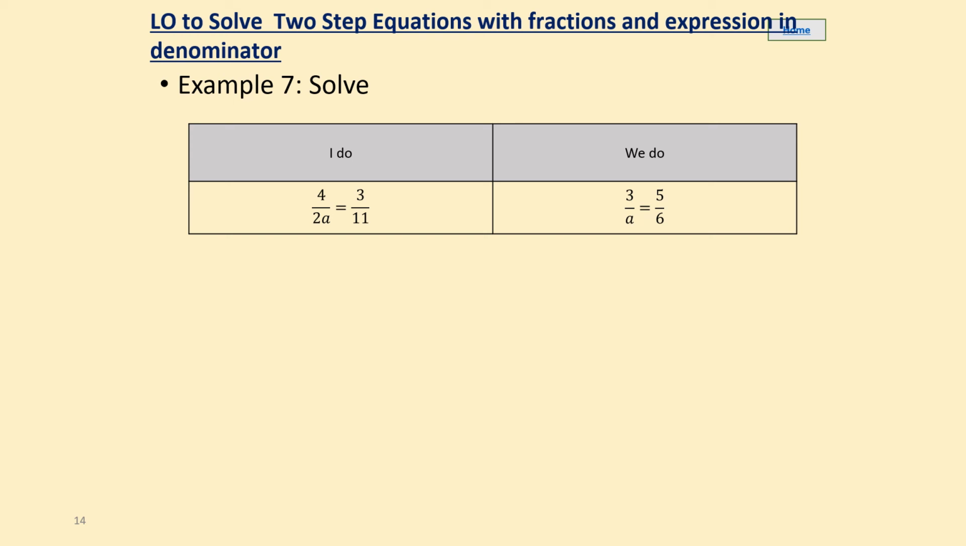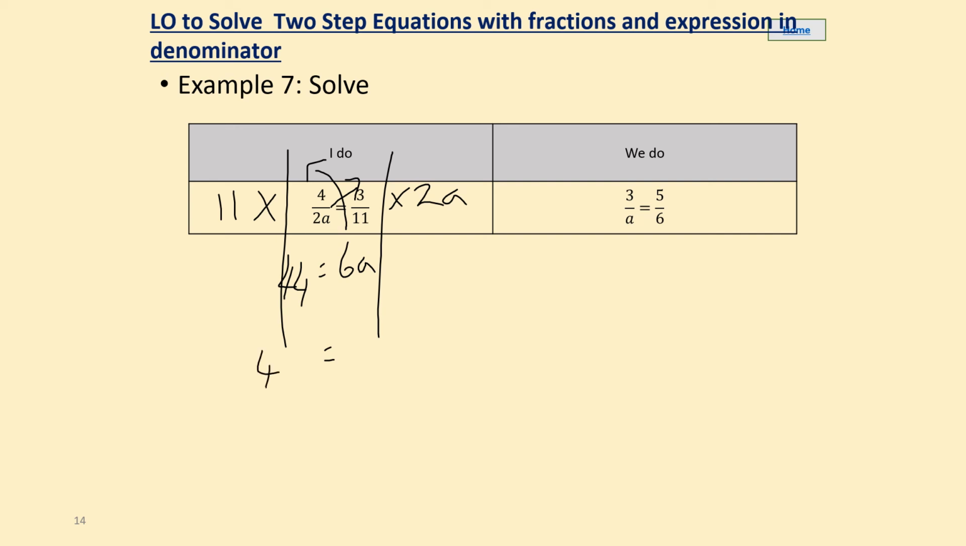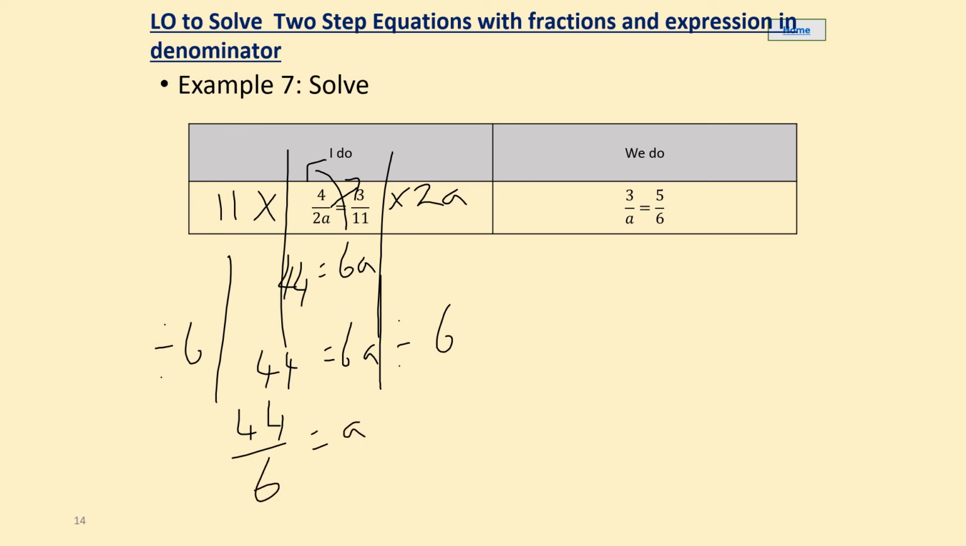Okay, so I'm going to multiply this side by 2A. I'm going to multiply this side by 11. So I've now got 6A equals 44. 44, 6A. Divide both sides by 6. 44 divided by 6, which can be simplified.